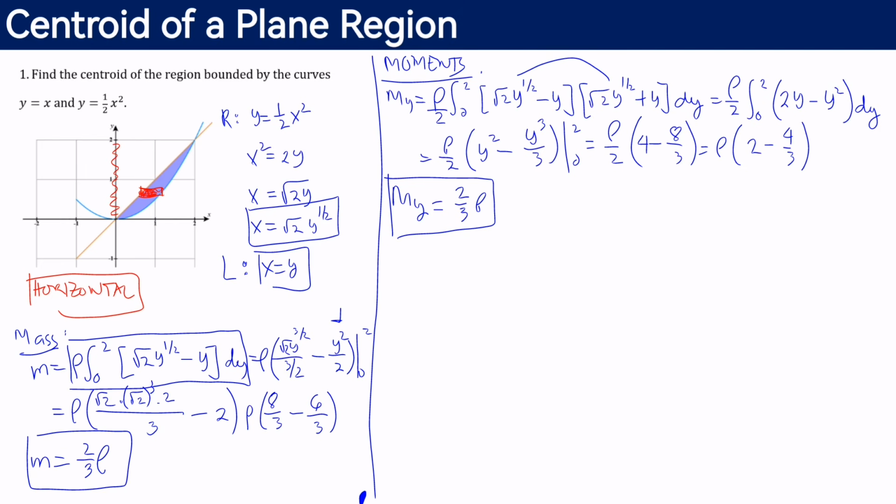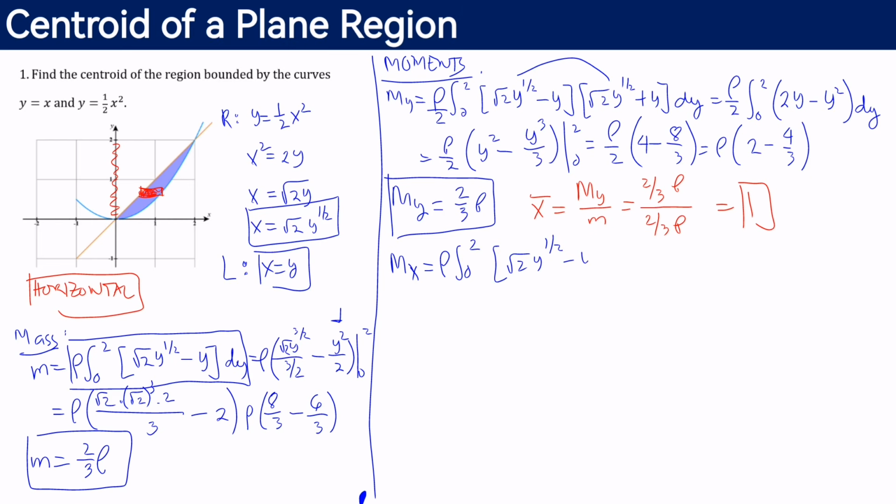And the x-coordinate of the centroid is the moment with respect to y divided by the mass. So that's 2/3 rho divided by the mass, which is also 2/3 rho. So this is 1. Finally, let's find the moment with respect to the x-axis. So this is just the mass times its location with respect to the x-axis. The mass is rho, integral from 0 to 2 of the square root of 2y, I'll just copy, times its location, which is y. Review the formula to verify this.